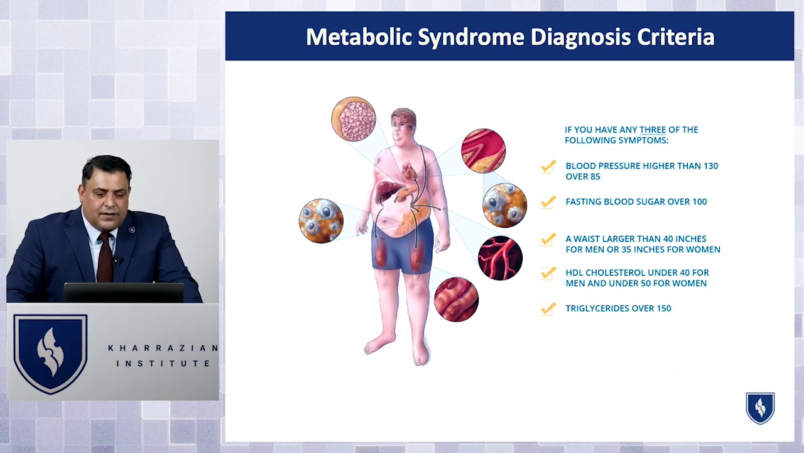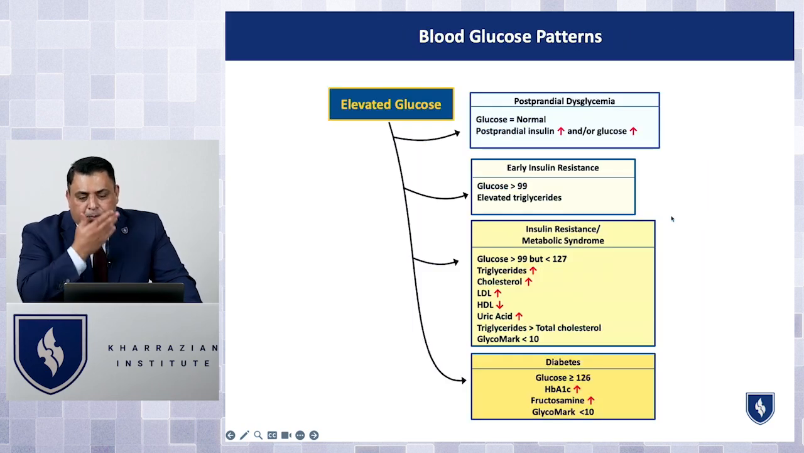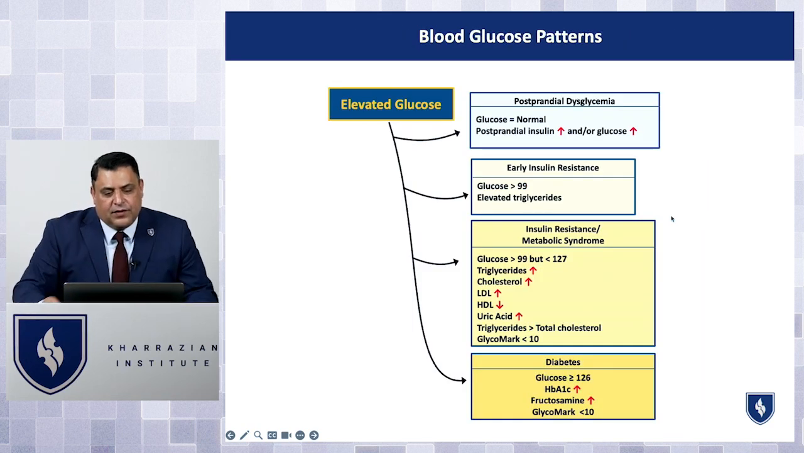Blood pressure. So the diagnosis of metabolic syndrome, the criteria are, this is the prediabetes stage. If you have 3 of the following symptoms or patterns: blood pressure higher than 130 over 85, fasting blood sugar over 100, waist larger than 40 inches for men or 35 inches for women, HDL cholesterol under 40 for men or under 30, triglycerides over 150, and then here's a diagram that just goes into the glucose patterns.